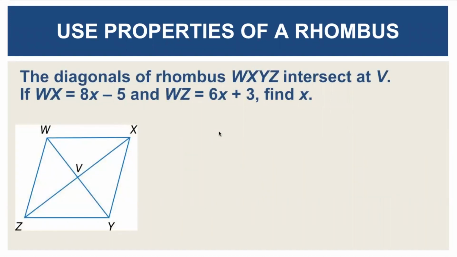The diagonals of rhombus WXYZ intersect at V. WX is equal to 8x minus 5, and WZ, which is this side over here, is 6x plus 3. We need to find x. This is a rhombus, and a rhombus has four congruent sides. So that means that 8x minus 5 is equal to 6x plus 3. So 2x minus 5 equals 3, and 2x equals 8. And x is equal to 4.